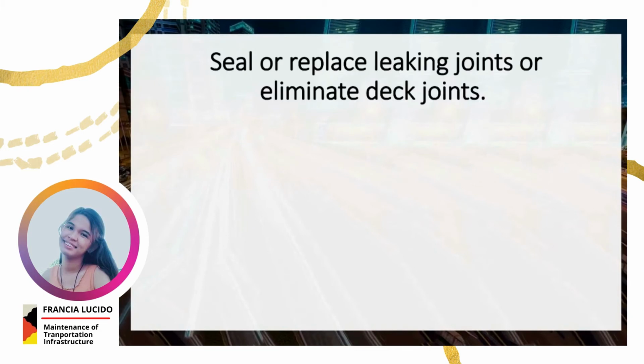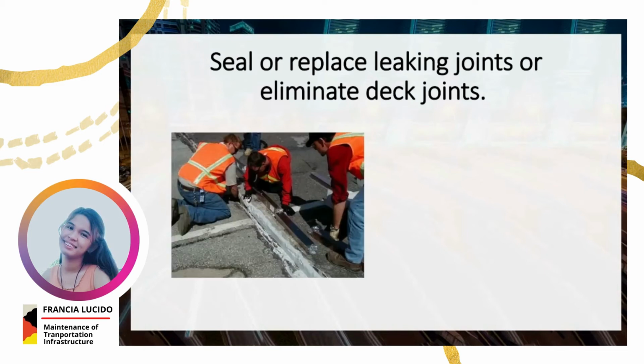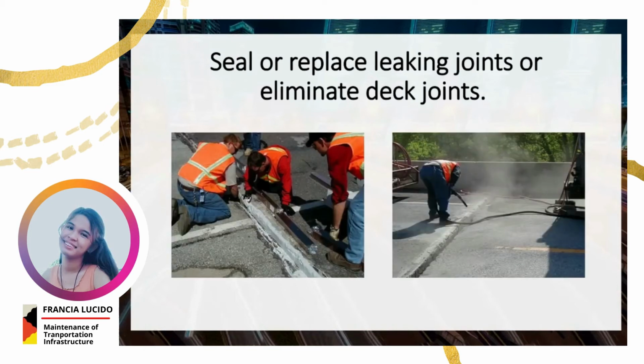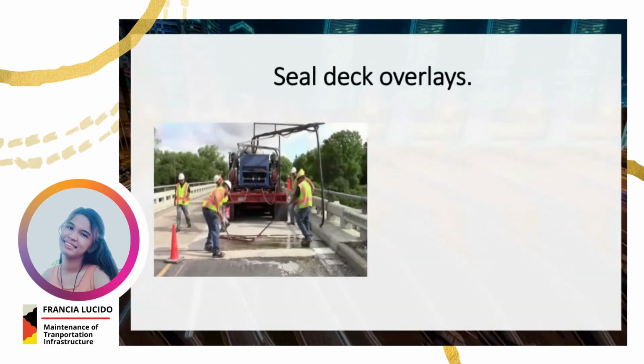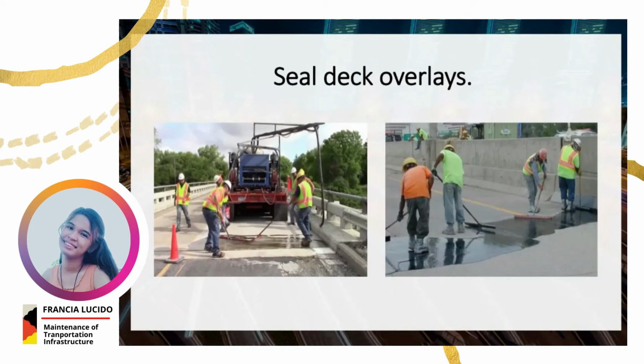Now, let's take a look at the most cost-effective maintenance activities to be adopted in maintaining bridges. The first one is seal or replace leaking joints or eliminate deck joints. This helps minimize deterioration of the superstructure and elements under the joints. Another one is seal deck overlays. This increases the life of the deck by protecting the surface from strong chemicals, weather events, and daily wear.